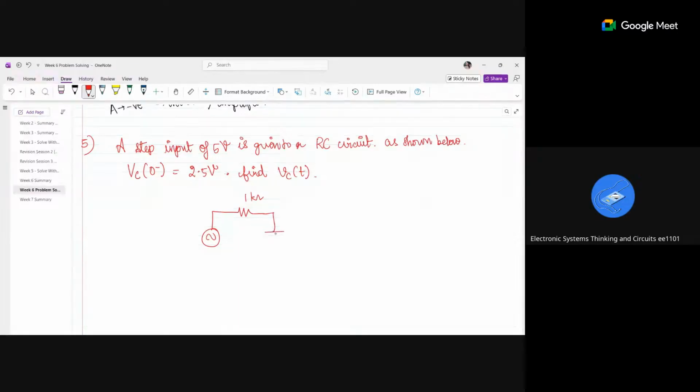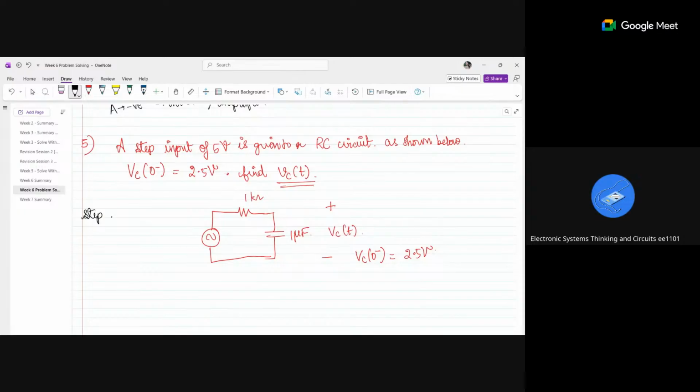1 k ohm, 1 microfarad. So this is the voltage across the capacitor, and also the initial condition is given: the voltage across the capacitor at time t equal to 0 is 2.5 volts. You have to find Vc of t. And what does step input mean? Input voltage is positive after 0.